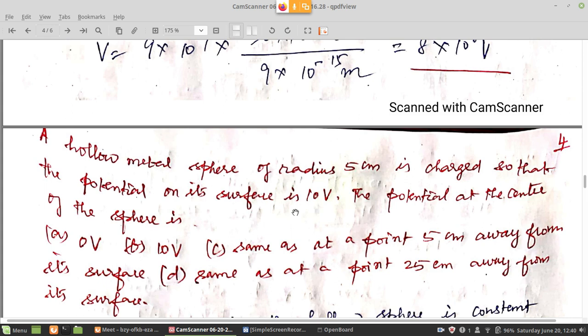Whether it will be 0 volt or 10 volt, or it will be same as at a point 5 centimeter away from its surface. On the surface 10 volt, away from the surface whatever is the potential, whether that will be the potential at the center, that is the question, because radius is 5 again. Or the fourth choice is like the 1 by r square relationship, same as at a point 25 centimeter away from its surface. So think about this and tell me the correct answer. Which one is the correct choice?